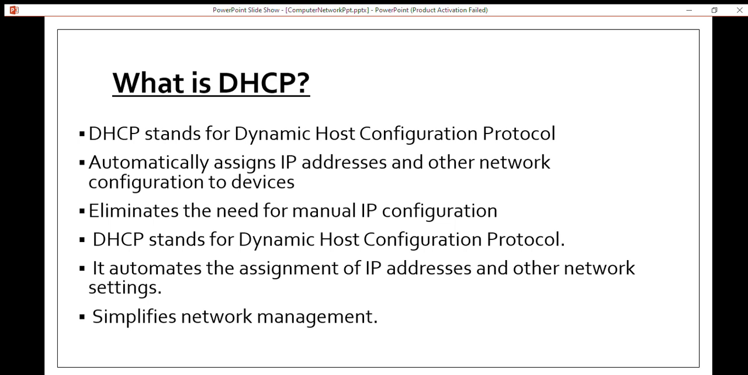Why is DHCP important? Why is DHCP helpful? Because without DHCP we would have to manually assign IP addresses to every device on the network. Imagine doing that for hundreds of computers. DHCP makes this process automatic and eliminates the need for manual configuration, saving time and reducing errors. DHCP helps devices join the network easily and communicate properly.